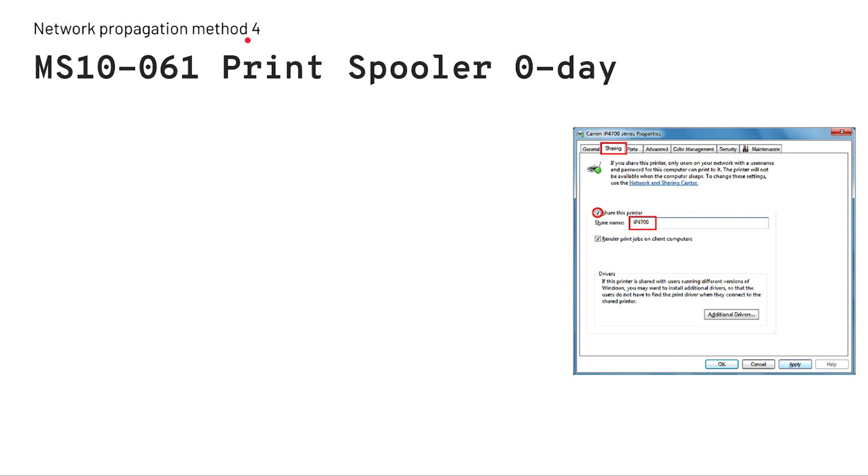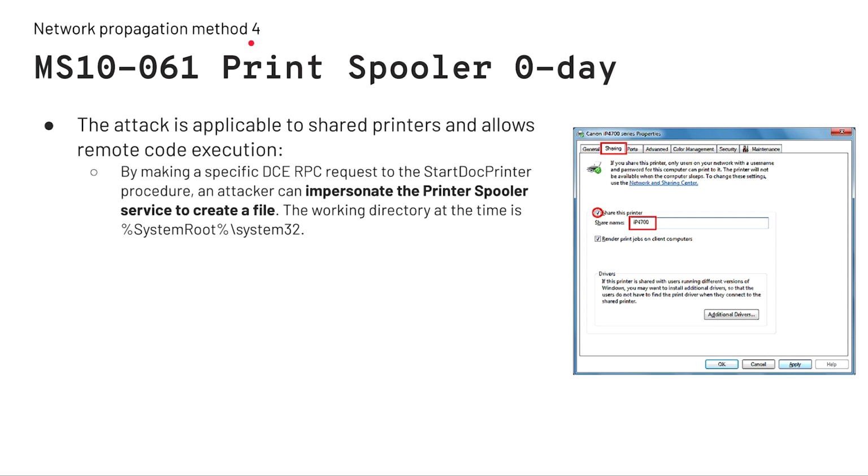The fourth propagation method was a zero-day vulnerability in the print spooler service of Windows. The way to do that is tied to how Windows was actually printing files. What Stuxnet did was impersonate the print spooler service to create a file. When you want to print something, you create a file actually, and then you tell the printer, go and print that file. This is a printer shared across the network, and you want to send a print job to another IP in your system. So you send that file over, and then you ask the printer to print that file.